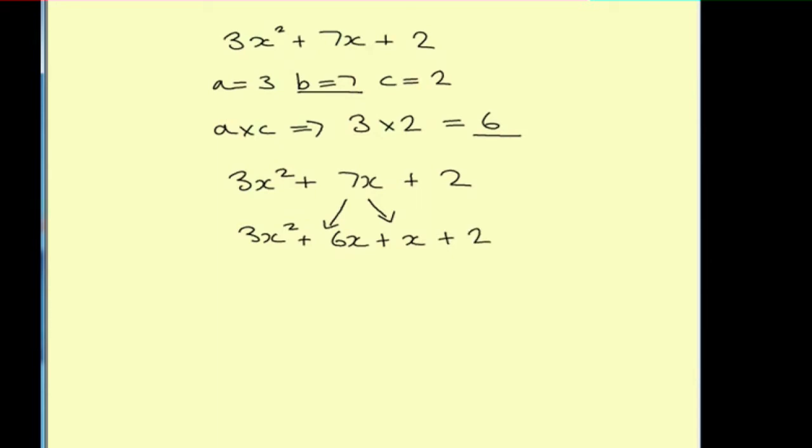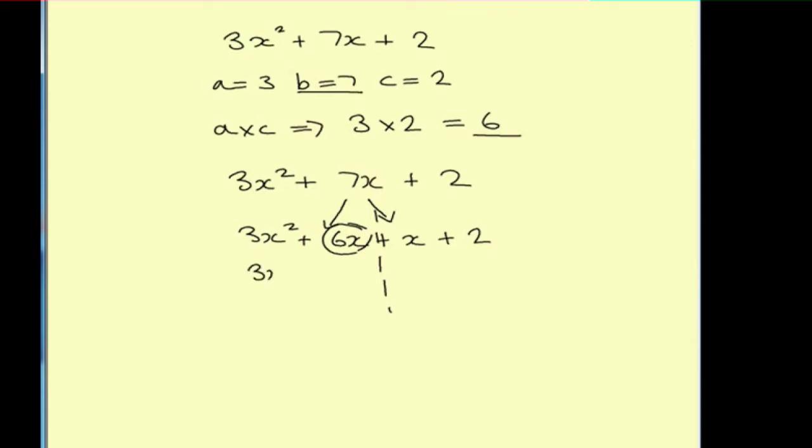Now you may be wondering where to put the 6x and the x. Do you put the 6x on the right or on the left? Well, the reason I've put the 6x by the 3x squared on the left is simply because there's a common factor there of 3x. It's easy to factorise. So just in case you're wondering where to put the algebra terms. So just going to partition that and factorise the left hand side.